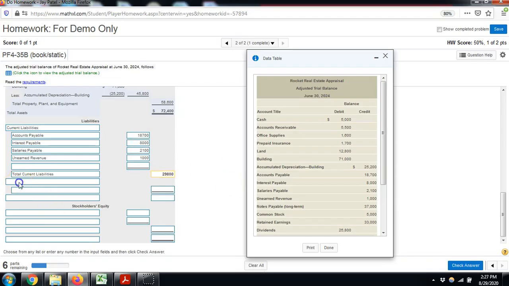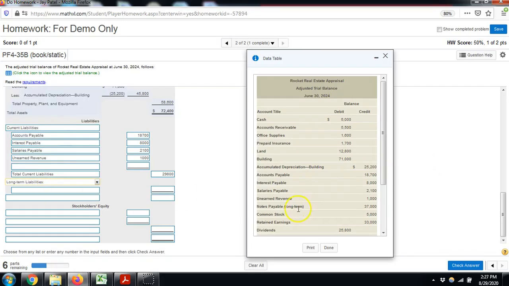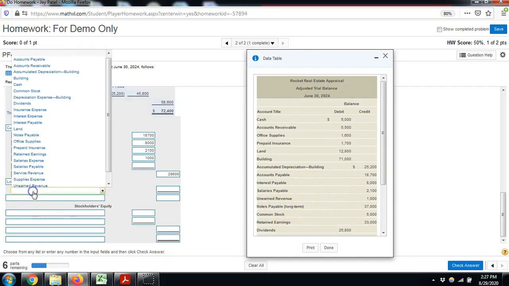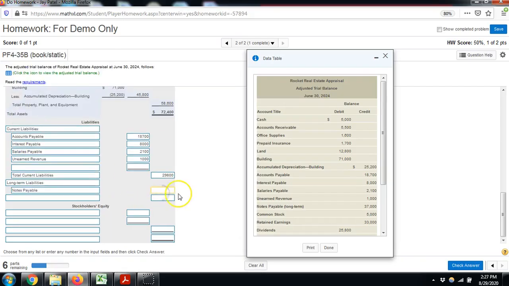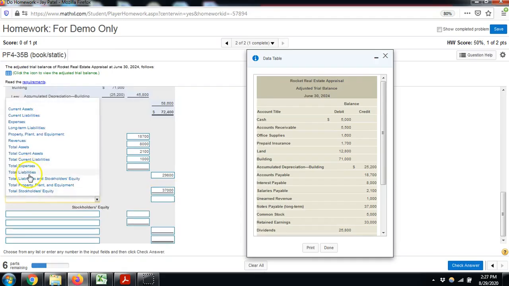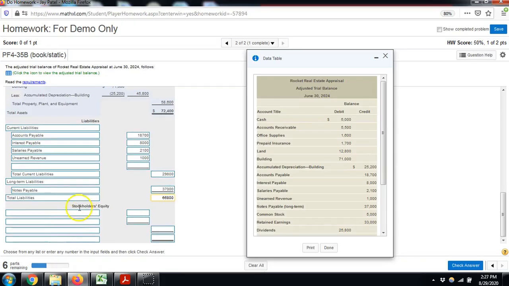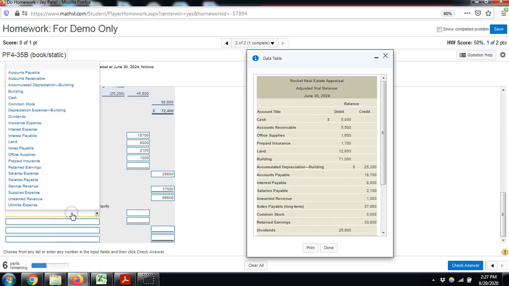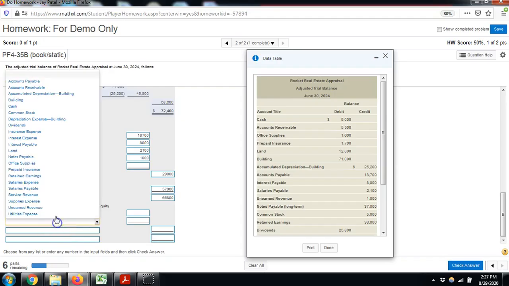Okay. Now we have our long-term liabilities. And we have a note payable here. So our total liabilities now, we add up these two, and get. So now let's do stockholder equity. So there's common stock and retained earnings.